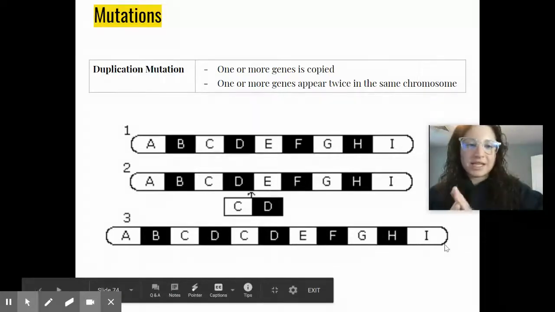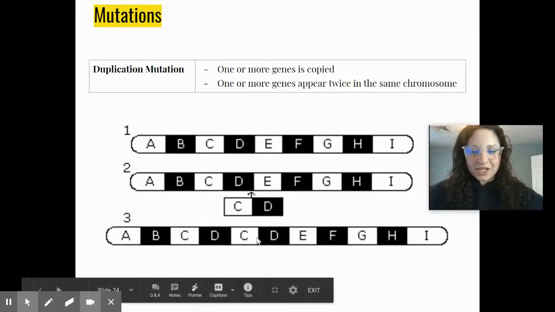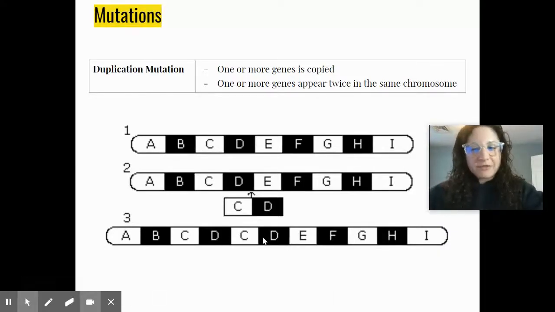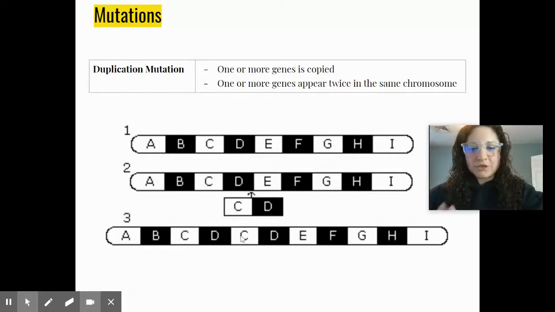Now, usually this type of mutation is not deadly. This is actually where we can start to develop new genes, new traits, new alleles. What usually happens in this type of scenario is that our duplicated genes will sit dormant in the genome. So you might have 2 copies of genes C on the same chromosome, but this second copy isn't actually being used for anything. So it just kind of chills out there for a while.